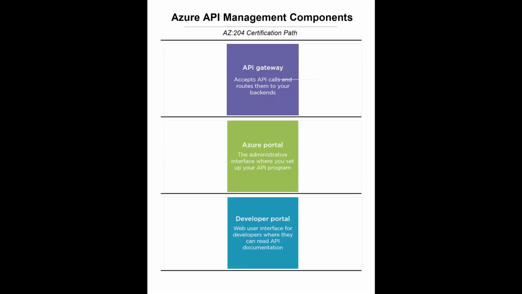So now we will take a look at the Azure API Management components. Basically there are three components: API Gateway, Azure Portal, and Developer Portal. API Gateway accepts the API calls and routes them to the backend. Okay, the Azure Portal is basically the administrative interface where you set up all your API programs for the API management. And obviously the developer portal is for the consumers, like the developers who want to consume the API that you are hosting behind the API management. It's a web user interface for developers where they can read the API documentation and also see whether they want to opt in or not.